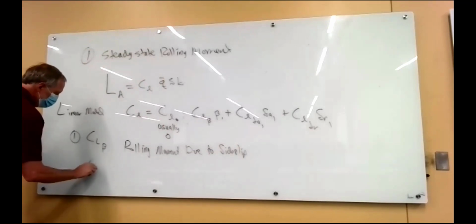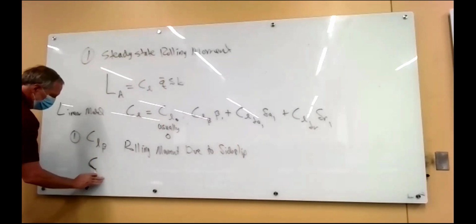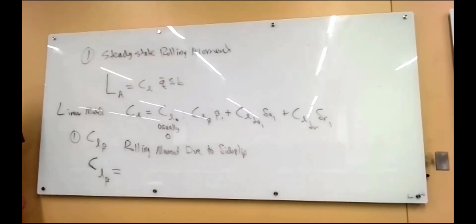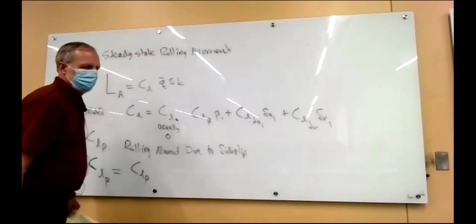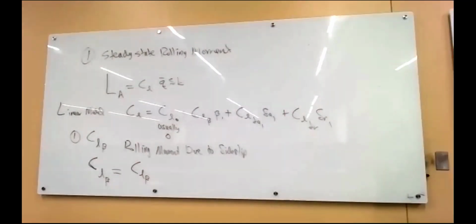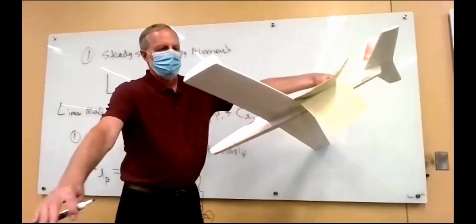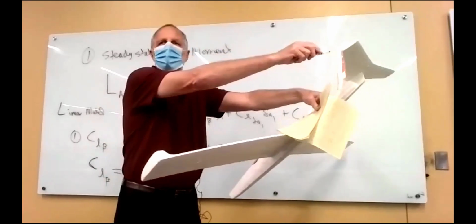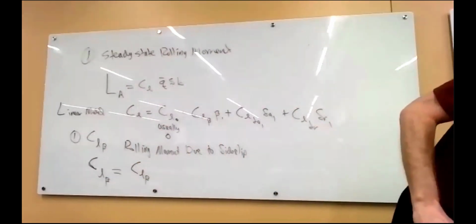So I have to think about which parts of the airplane are going to do this. I need a little L there, sorry, otherwise it looks like lift. Well, the air coming in from the side can roll the airplane because it can hit the wing. It can hit the vertical tail. It can hit the horizontal tail. So those are the effects we're going to include.